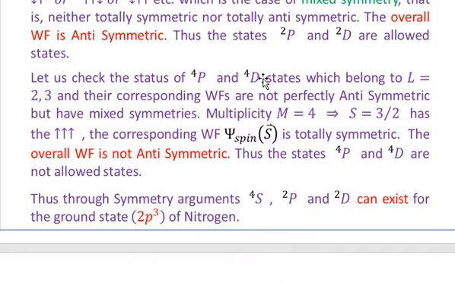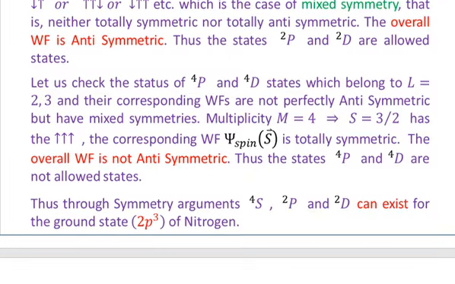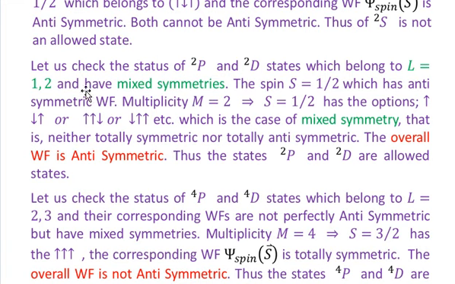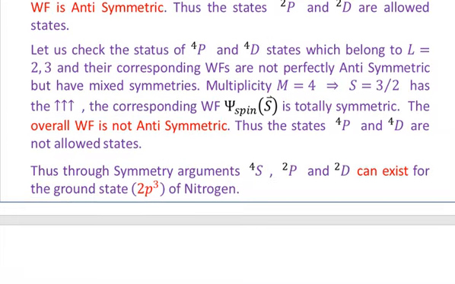So let us check the states of 4P and 4D, which belong to L equal to 2 and 3 respectively, and their corresponding wave functions are not perfectly antisymmetric. So actually I am making a mistake. For P, I have the value of capital L equal to 1, and for D, the value of capital L equal to 2, which I have mistakenly written as 2 and 3. It should actually be 1 and 2, as described in this case. For the P and D state, I have capital L equal to 1 and 2. Similarly, for this case, capital L should be equal to 1 and 2. So this was mistakenly written as 2 and 3.